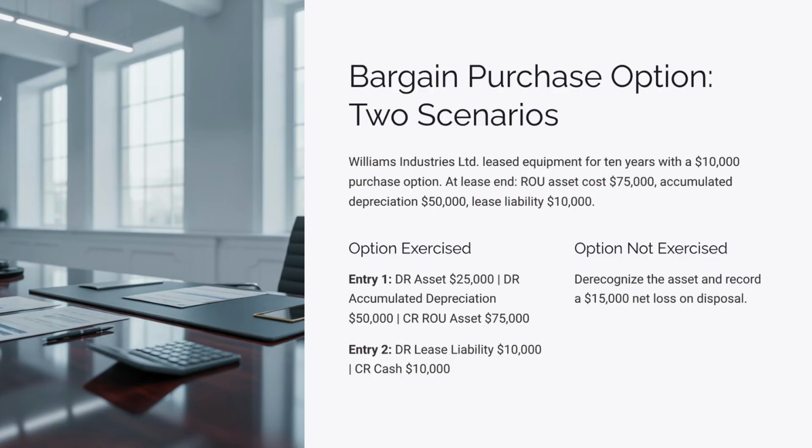At the end of the term, the ROU asset has a cost of $75,000, accumulated depreciation of $50,000, and the lease liability equals $10,000. If Williams pays the $10,000 option, the entries are debit asset $25,000, debit accumulated depreciation $50,000, credit ROU asset $75,000, debit lease liability $10,000, credit cash $10,000. If they don't pay the option, they derecognize the asset and record a $15,000 net loss.